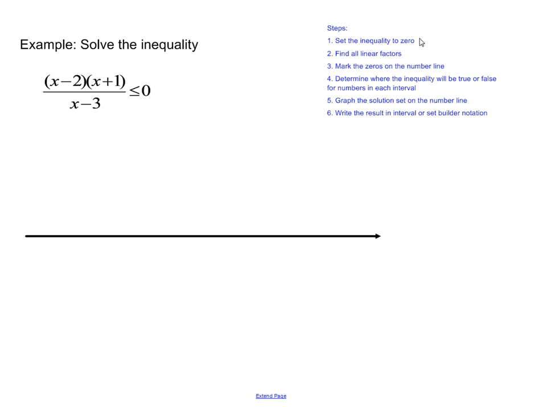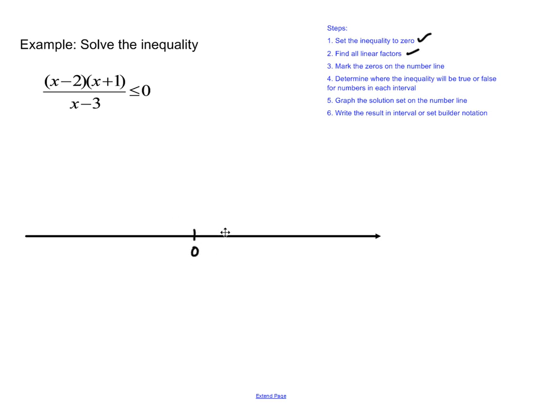We definitely want to set the inequality to 0 because all we're really interested in is whether we're taking positive and negative factors and comparing it to 0. That's all that really matters right here. So when we have all of our linear factors, we're going to mark those on the number line. So let's go ahead and do that now.